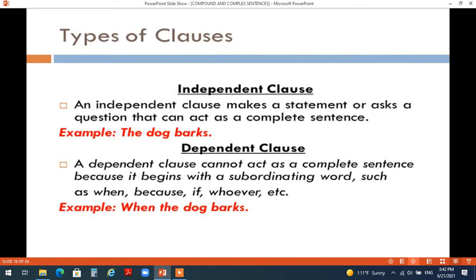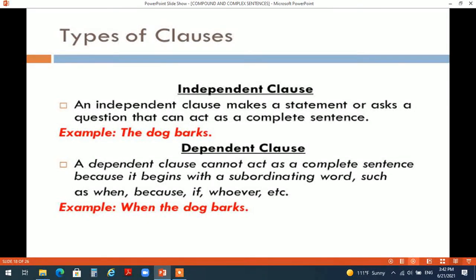إذن العبارة الفعلية التابعة أو غير المستقلة لا يمكن أن تستخدم كجملة كاملة، والسبب أنها تبدأ بإحدى أدوات الربط اللي نسميها subordinators مثل when, because, if, whoever, etc. For example, if we say when the dog barks, this is a dependent clause. It cannot stand as a complete sentence.